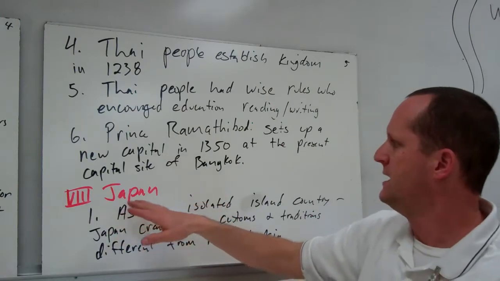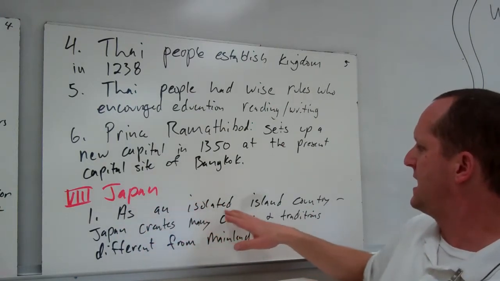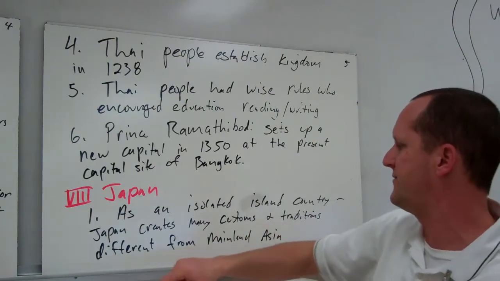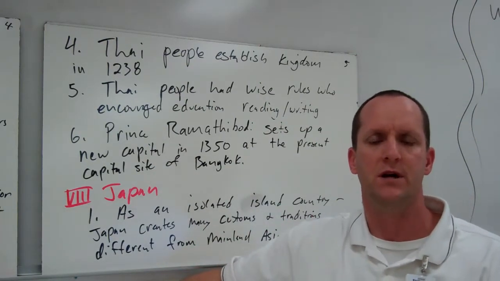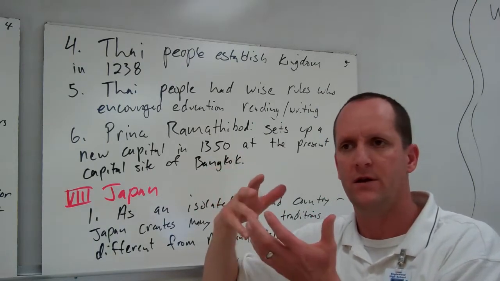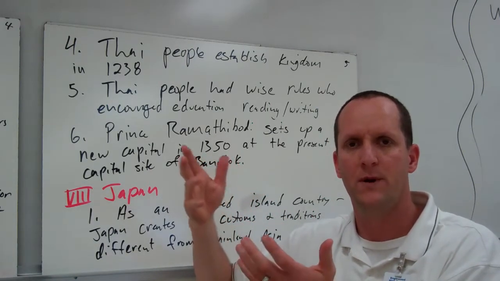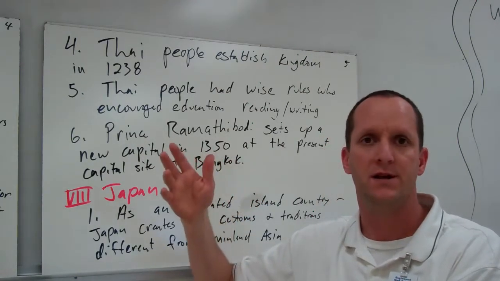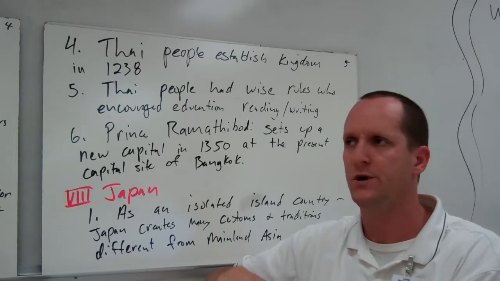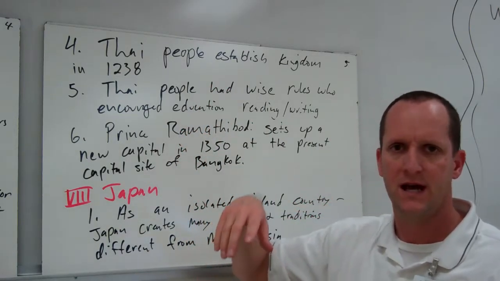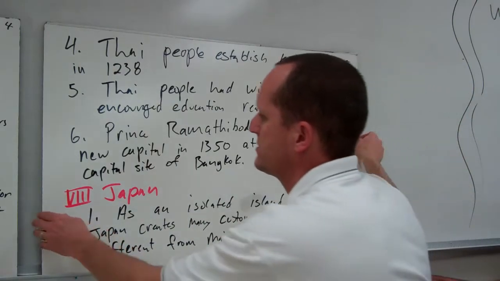Now, Japan. As an isolated island country, Japan creates many customs and traditions different from mainland Asia. They were very isolated on the island. Remember, we talked in class, nobody ever conquered Japan in its entire history until World War II. The Mongols tried twice, but then the kamikaze typhoon came in and sunk the Mongols.